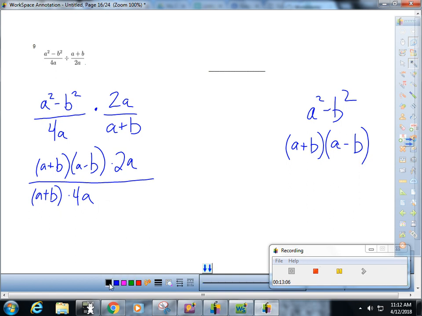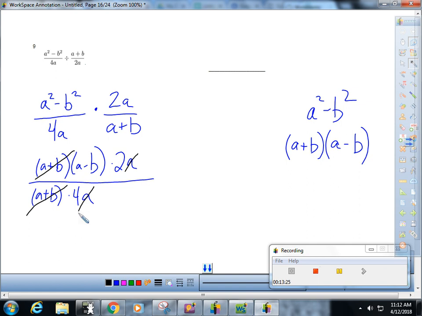You cannot. You got to factor it first. You can only cancel things that are being multiplied. So the only reason we can cancel this is that it's equal to 1. So that's gone because something divided by itself is 1. The a's are gone.